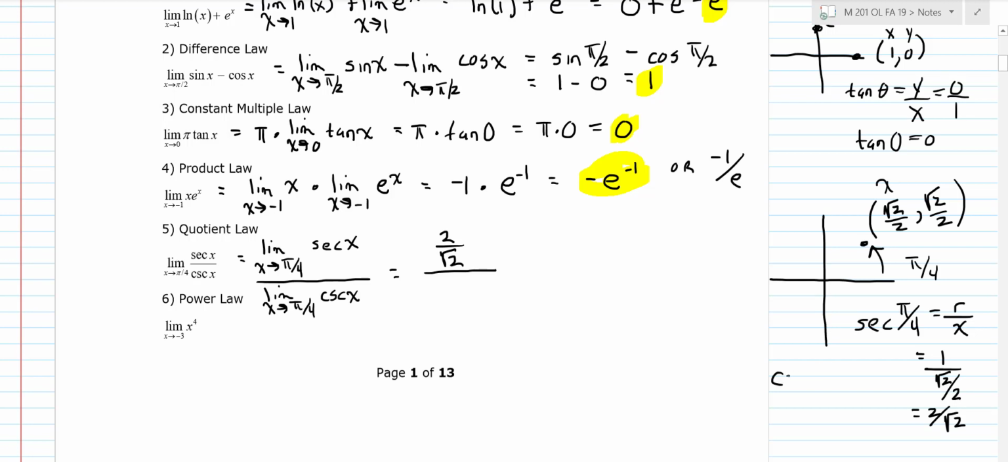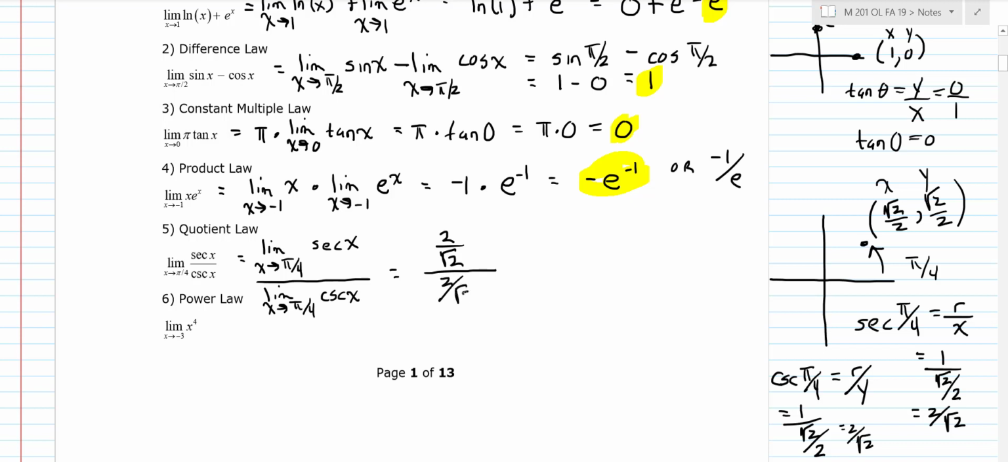The cosecant of pi over 4, its definition is r over y. Okay, in a unit circle, r is 1. Y is the same value, square root of 2 over 2. So that's just the reciprocal. So that would also be 2 over root 2.